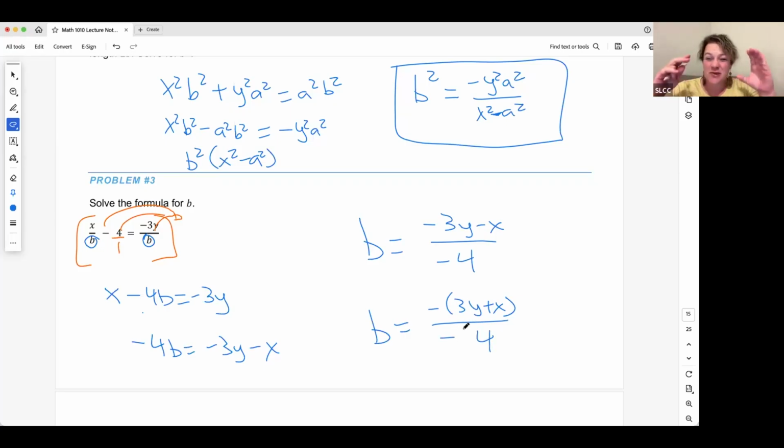Notice when I put something in parentheses with a negative in front, now I'm multiplying the whole parenthesis by negative 1. Since I'm multiplying, I can divide. Notice the negative over the negative divides to 1. And my final answer for problem number 3 is b equals 3y plus x over 4.